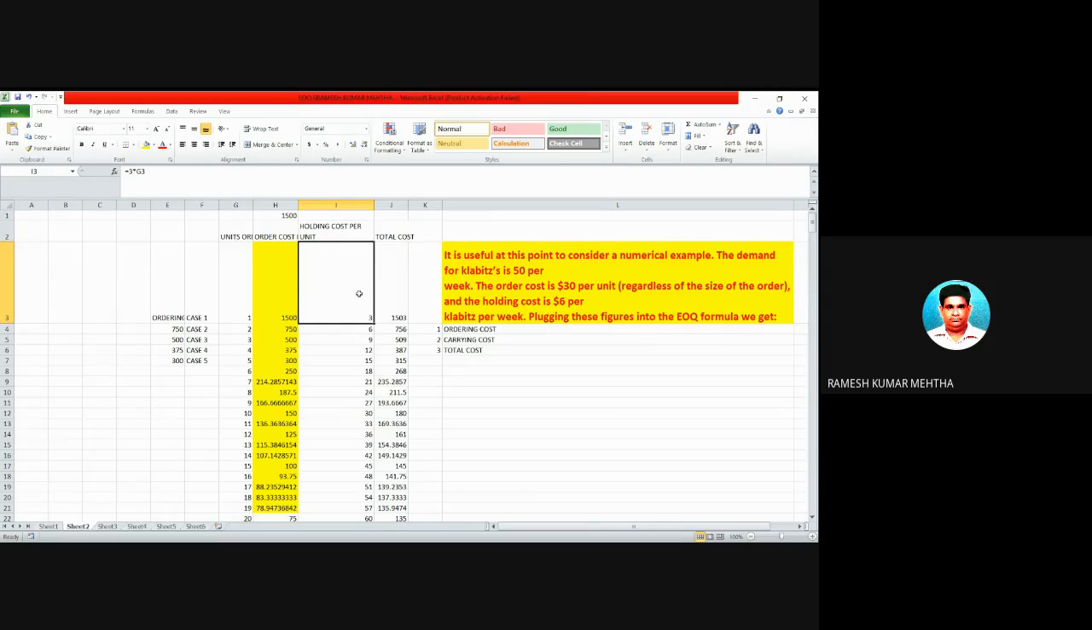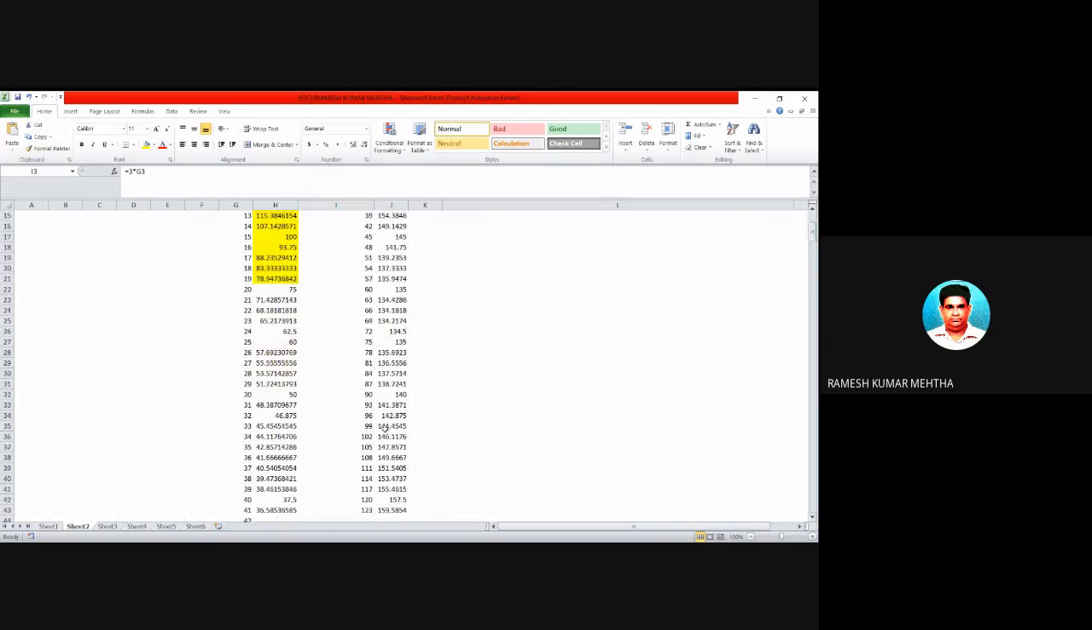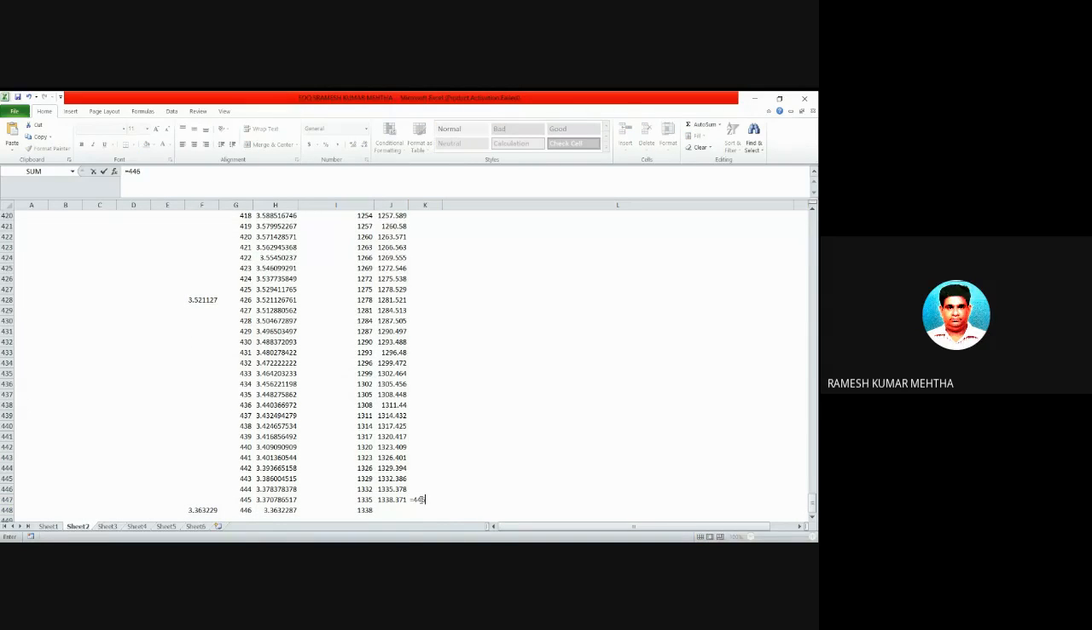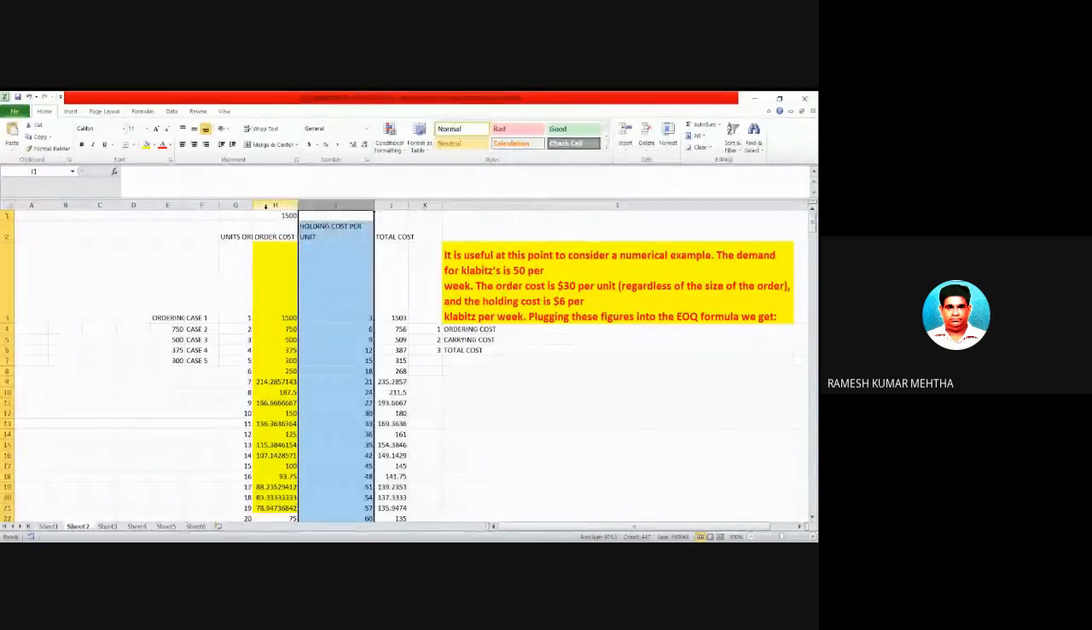So as I am increasing the number of units, here you look, if I am giving an order for 31 units, 31 into 3, the inventory carrying cost is 93 rupees. So I have done it for all the cases up to 446. In case of 446, the ordering cost per unit is 3.36. But what has happened to the inventory holding cost is equal to 446 into 3. Now this is the inventory carrying cost or holding cost. So we have done these two.